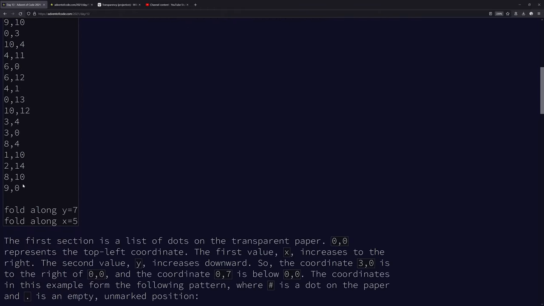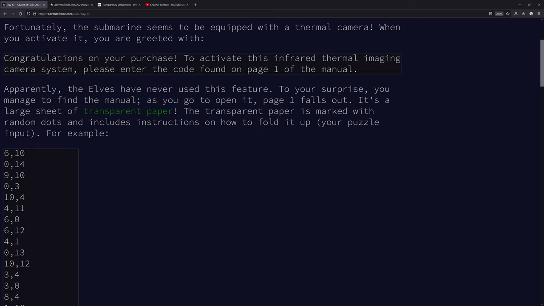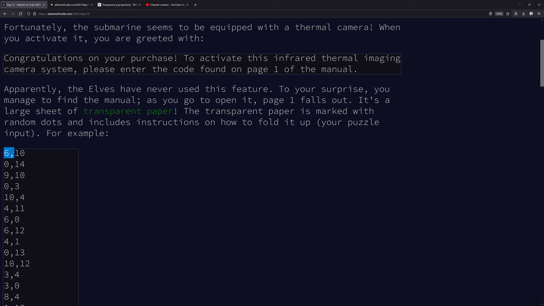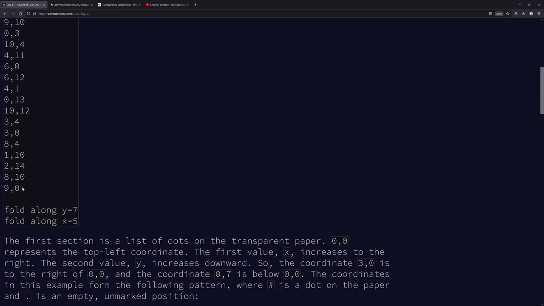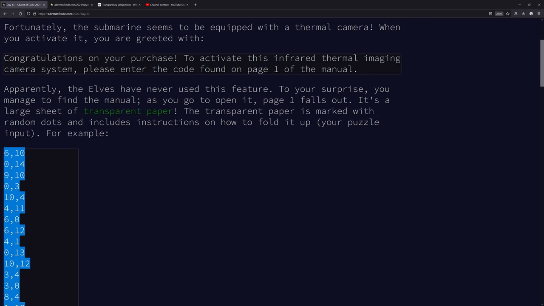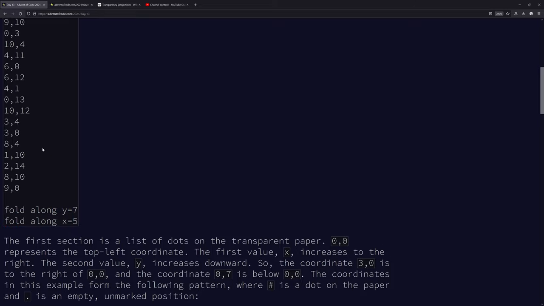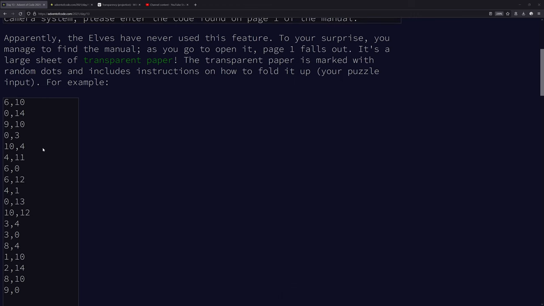We've got to construct a grid, right? So actually the parsed input is going to reveal two things. It's going to give us a list of folds and a list of dots. So we're going to make a class for the paper. It might have fold y and fold x as two different functions, or just a single function, but we're going to need to parse out two different things.